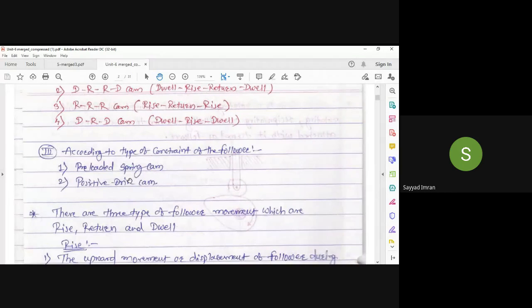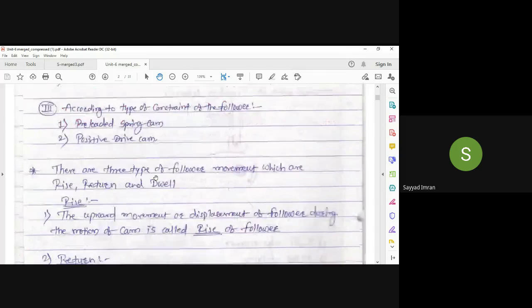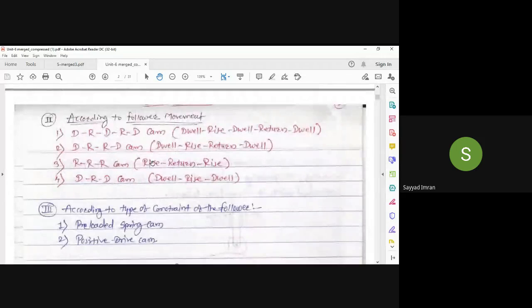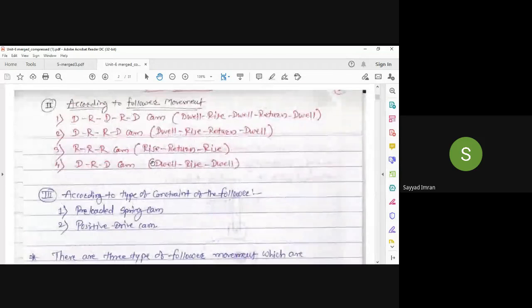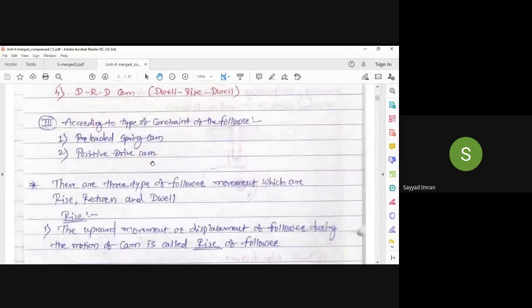Third is according to the type of constraint of the follower. So it is a preloaded spring cam, and the second one is a positive drive cam. So these are various types of cams. Now, whatever we have seen according to follower movement, DR, DRD, DRRD, or RRR, what is exactly that? There are three types of follower movement, which are rise, return, and dwell.